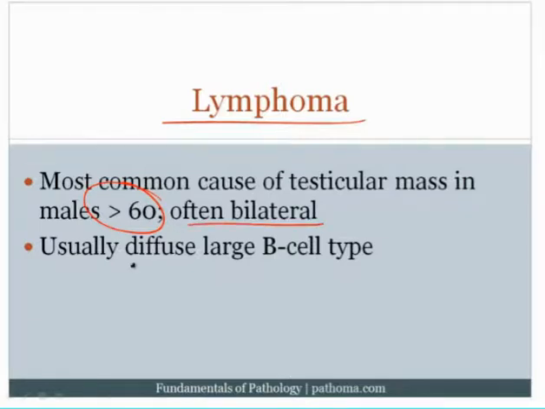This is usually bilateral, and the lymphoma that develops in the testicle is usually a diffuse large B-cell type of lymphoma. And that concludes our section on testicular tumors.